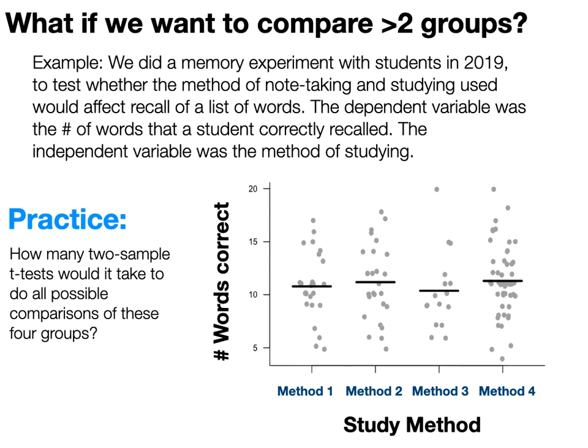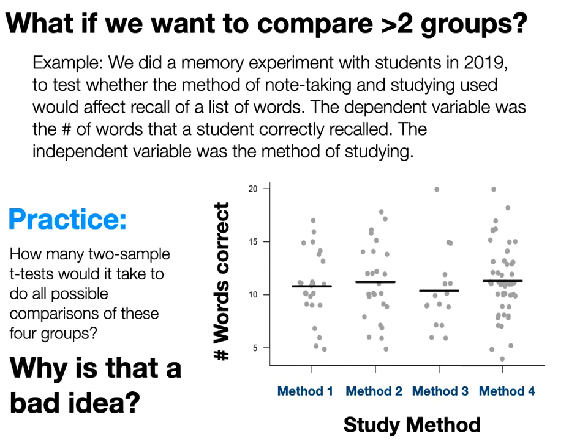Well, you might say, well, we could do a bunch of 2-sample t-tests, right? So in each 2-sample t-test, we'd be able to compare two of the methods to each other, because with the two-sample t-test, we can only compare two groups. So a question for you, how many two-sample t-tests would it take for us to do all possible comparisons of these four groups? We'll take up the answer on Zoom.